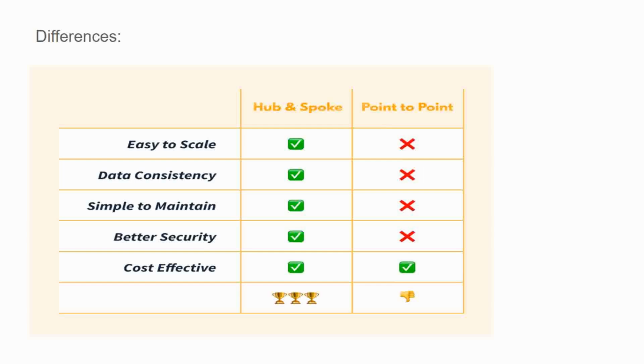Whereas with point-to-point, it can vary sometimes. Hub and spoke is also simple to maintain, with better security. In point-to-point, say you have primary connections and secondary connections, and one of the connections you're using is not established, then your data may not be transferred.